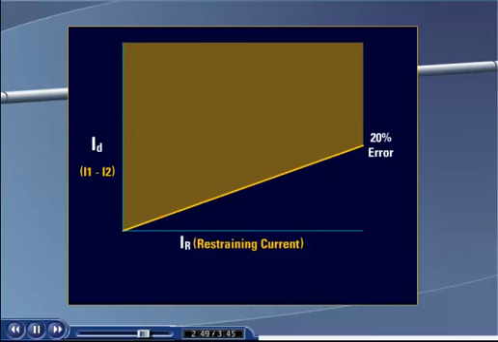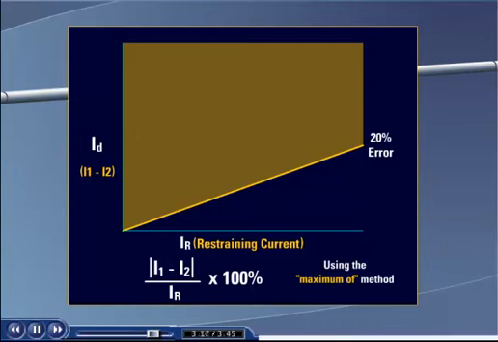The percent differential is then calculated using the following formula. The absolute value of I1 minus I2 divided by the restraining current times 100%. I1 and I2 are read through the use of the CTs, but the restraining current must be determined using one of the methods previously discussed. In our example of an external fault, the maximum measured current is 1,000 amps, and so using the maximum of method for determining restraining current, we will set the restraining current to 1,000 amps.